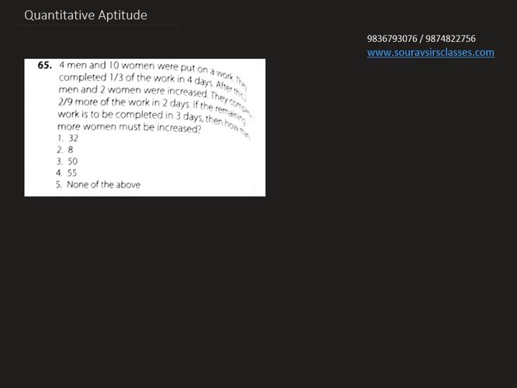We're given that 4 men and 10 women were put on a work. They completed one-third of the work in 4 days. After this, 2 men and 2 women were increased. They completed 2/9 more of the work in 2 days. If the remaining work is to be completed in 3 days, then how many more women must be increased?